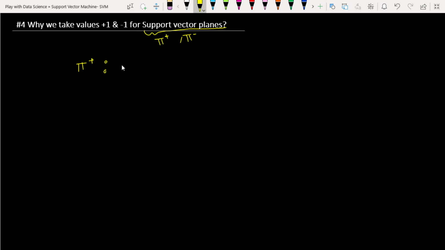We have taken our pi plus equation as W transpose x plus b equals plus 1, and we have taken our negative optimal plane, that is pi minus, as W transpose xi plus b equals -1. That is our support vector planes. It means these planes are the planes that first touch our support vectors, and we have discussed everything geometrically as well as mathematically in the previous lecture.